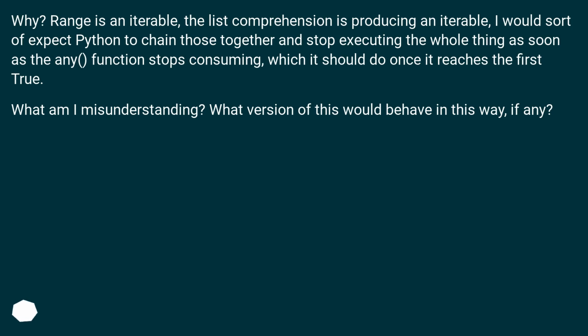Why? Range is an iterable, the list comprehension is producing an iterable. I would sort of expect Python to chain those together and stop executing the whole thing as soon as the any function stops consuming, which it should do once it reaches the first true. What am I misunderstanding? What version of this would behave in this way, if any?